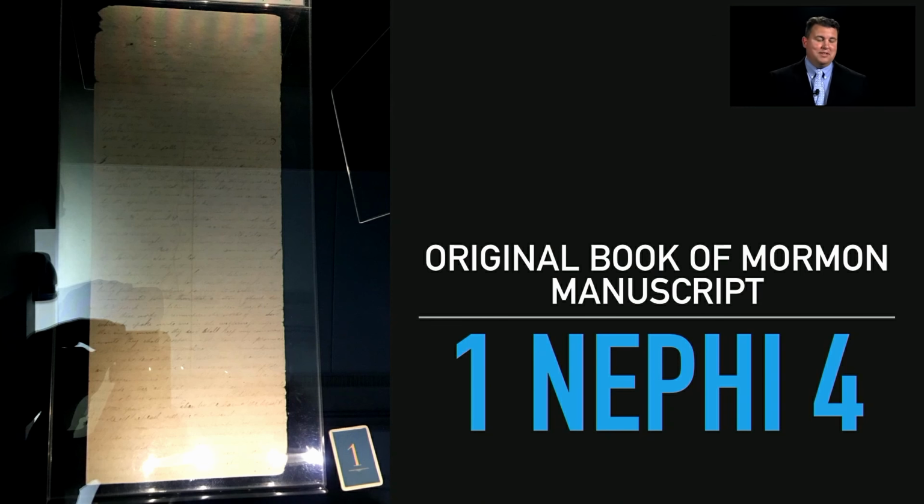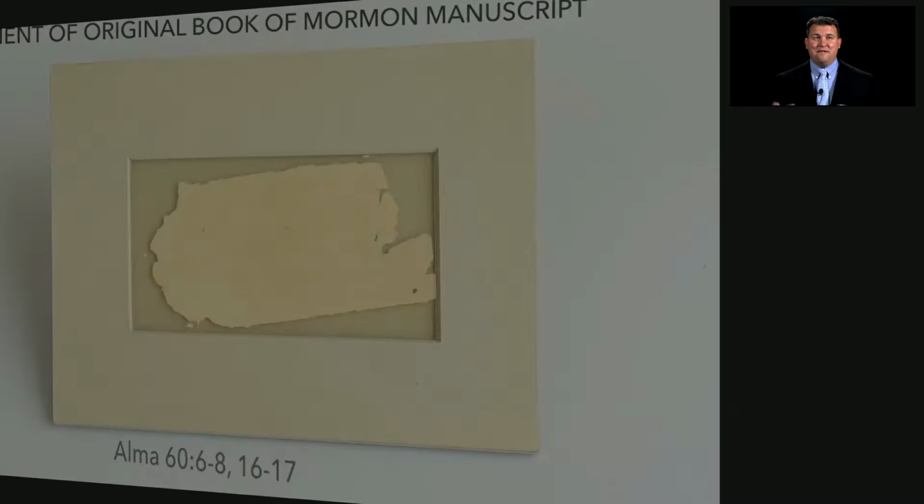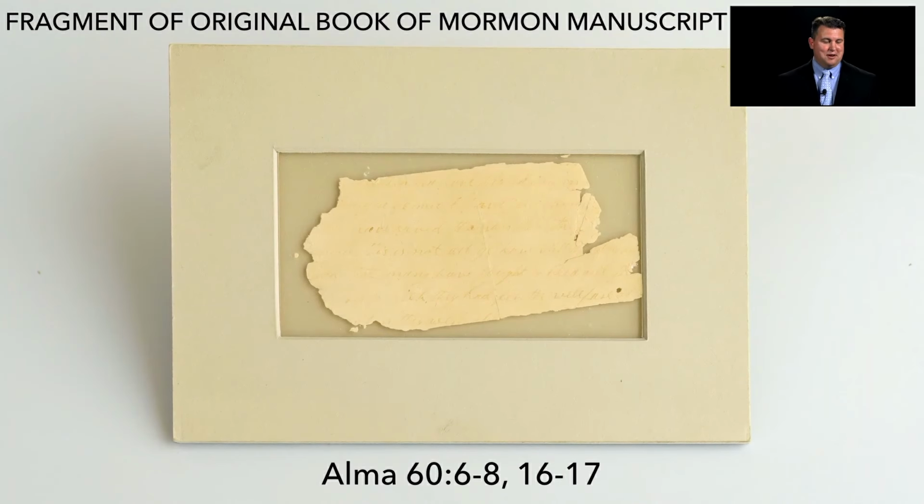Now, one of the problems and challenges that we do have is that of the original manuscript of the Book of Mormon, not much of it still exists. This page that you see right here is one of the most complete examples. This is another fragment from the original manuscript of the Book of Mormon. This belongs to a collector that lives in Provo. He allowed me to take a picture of it. This is an excerpt from Alma 60, 6 through 8, and verses 16 through 17.